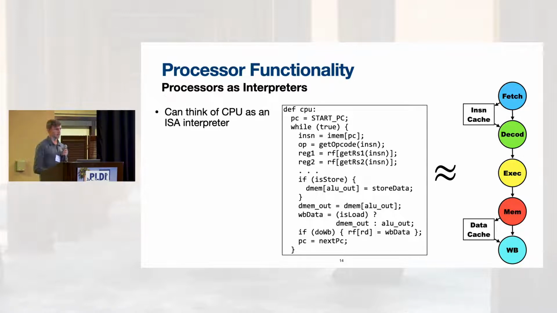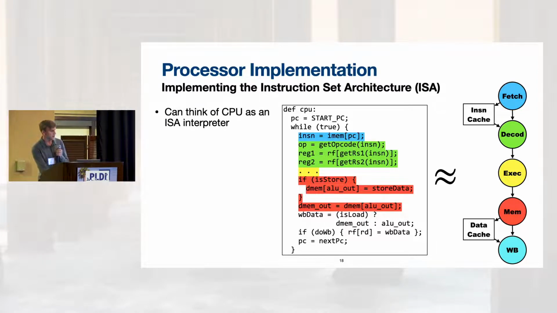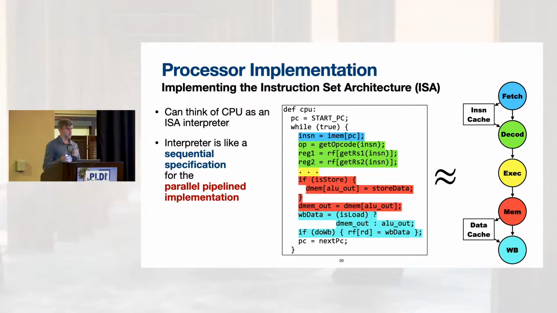So on the left, we have this imperative style program with a while loop where each of the parts of the while loop represents the logic in this pipeline, and each iteration processes a single instruction. In this way, the interpreter is sort of like a specification with sequential semantics for the parallel pipeline implementation.